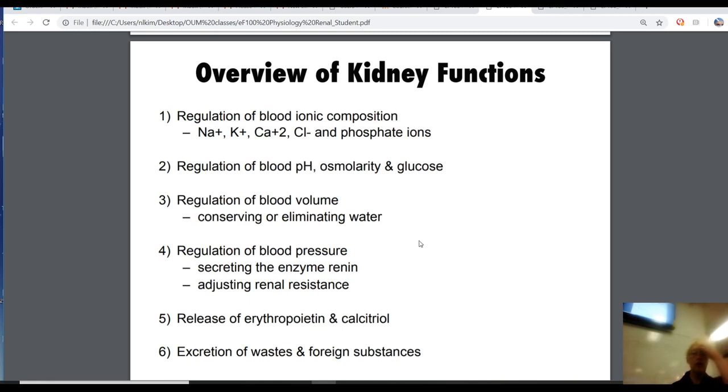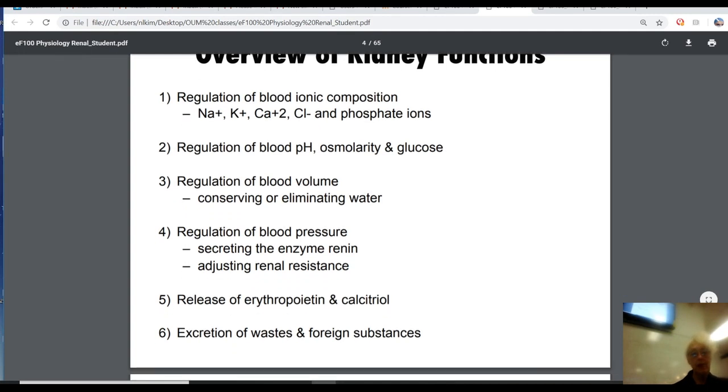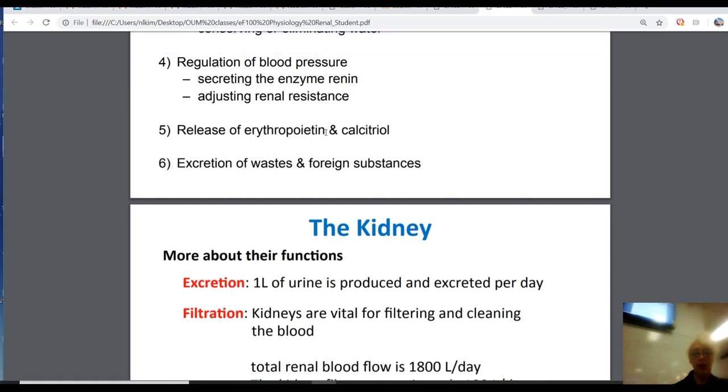So our kidneys also regulate our volume. They conserve or eliminate water. In a healthy functioning kidney, if you have too much water in your system, your renal system will eliminate it. It also regulates our blood pressure through the enzyme renin, so you have your renin-angiotensin system, and we're going to look at meds in a little while. It also helps adjust the renal resistance in the Bowman's capsule and the glomerulus.